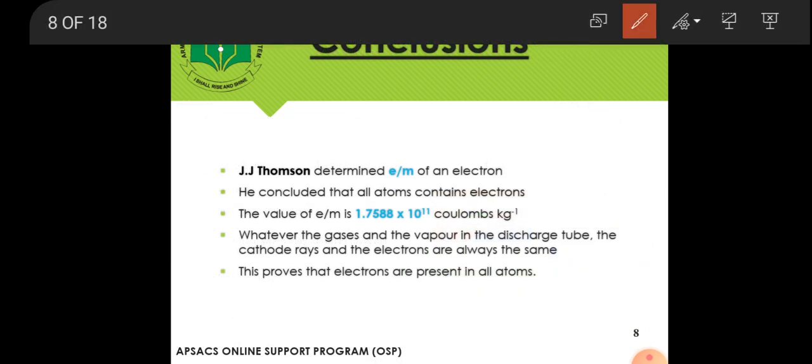So what were the conclusions? J.J. Thomson determined the charge to mass ratio of an electron, that is, of the cathode ray. He was unable to determine the charge or the mass of the electron independently, but he was able to determine the charge to mass ratio, and its value is 1.7588 times 10 raised to power 11 coulombs per kg. This is the value of the charge to mass ratio of an electron.